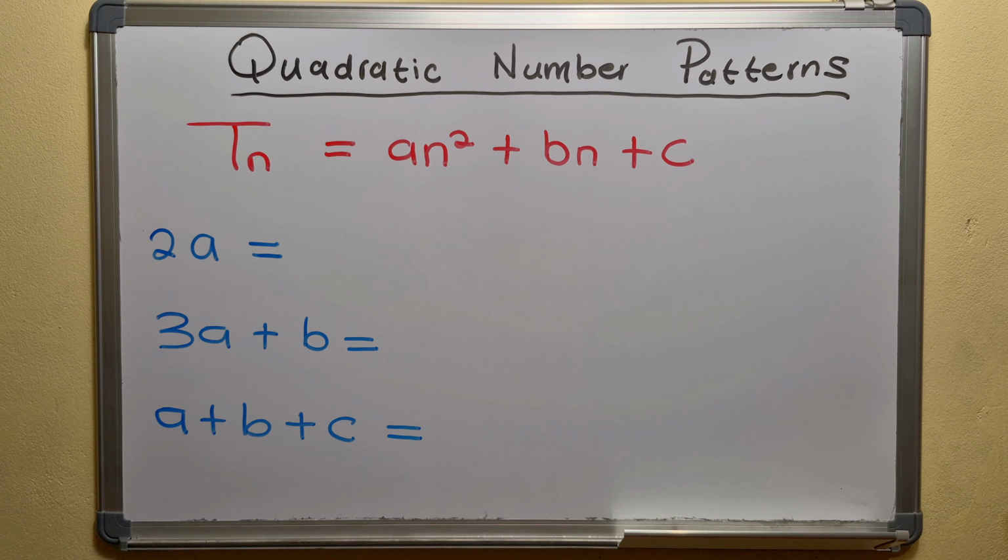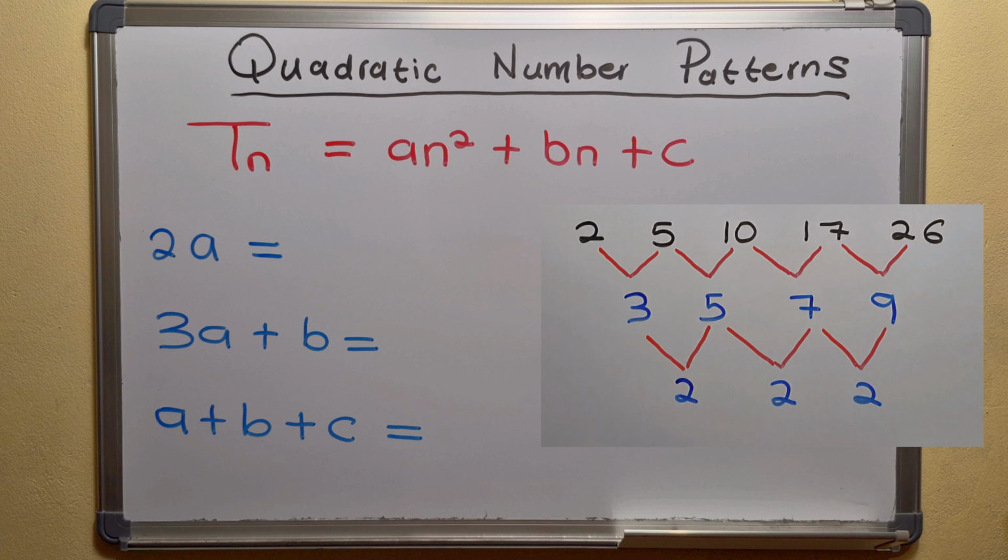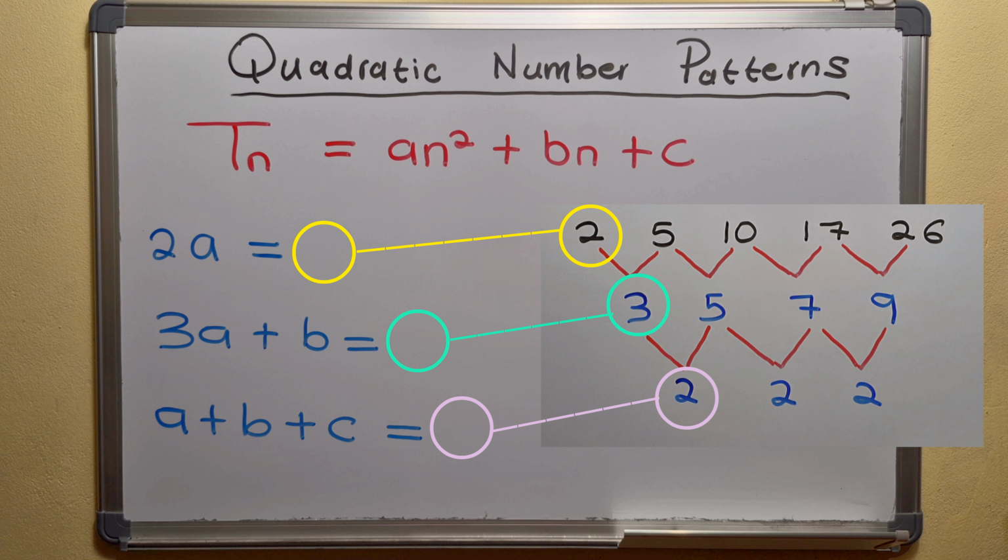To find the value of a, b, and c, we use these very important formulas in quadratic number patterns. To find the value of a, we have 2a equals the very first number that you are given in your second difference. To find the value of b, we use the formula 3a plus b equals the first number in the first difference. And when you have the value of a and b, you can find the value of c by using a plus b plus c equals the first term of the quadratic number pattern.